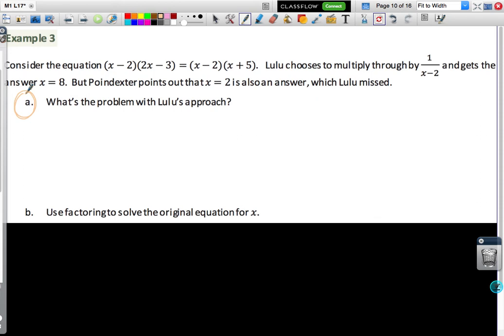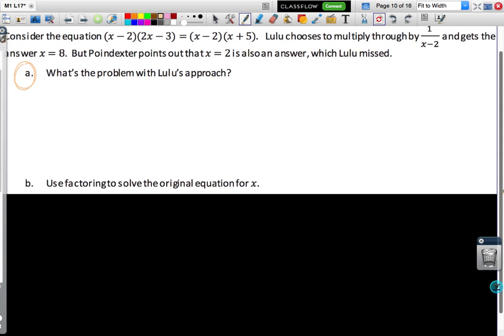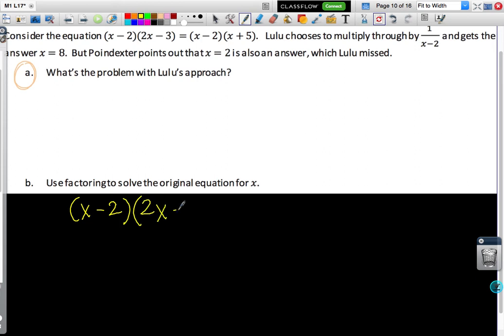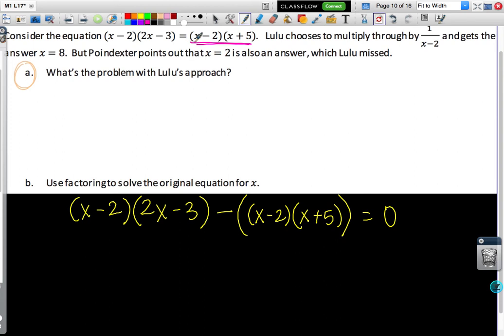Use factoring to solve the original equation. Okay? In order to solve something by factoring, you have to make sure it's equal to 0. So let's first move the whole right-hand side over to the left side. So I've got (x - 2)(2x - 3) minus, I'm going to move the whole right side, so I'm going to use double parentheses so you can see that, ((x - 2)(x + 5)) equal to 0. So all I did was move this whole right side over.